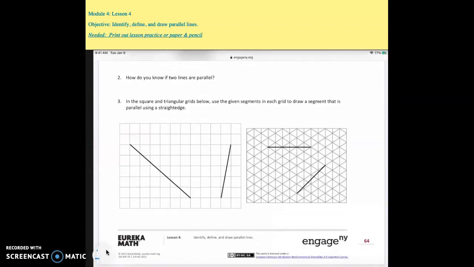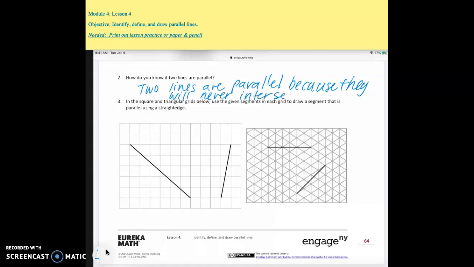All right, how do you know if two lines are parallel? Well, two lines are parallel because what? Because they will never intersect. Now, I just took quite an amount of time to write that down, so that means it's going to be important. Don't forget that answer. Two lines are parallel because they will never intersect. That's how you know that they are parallel.